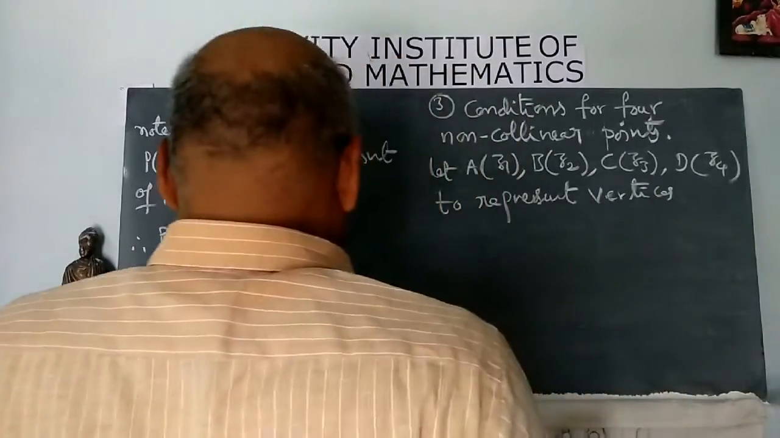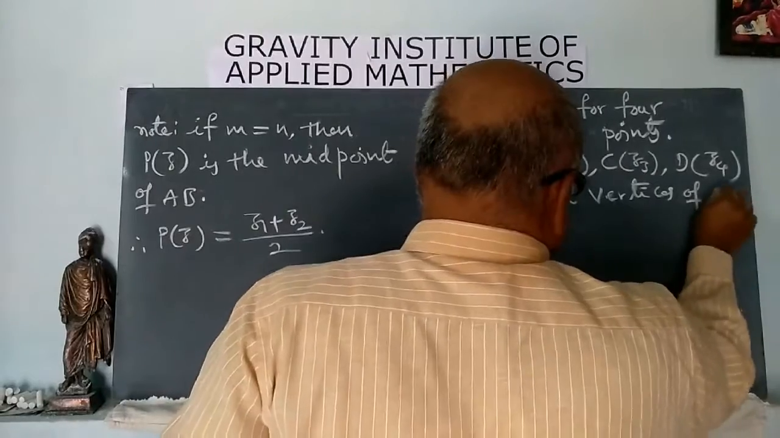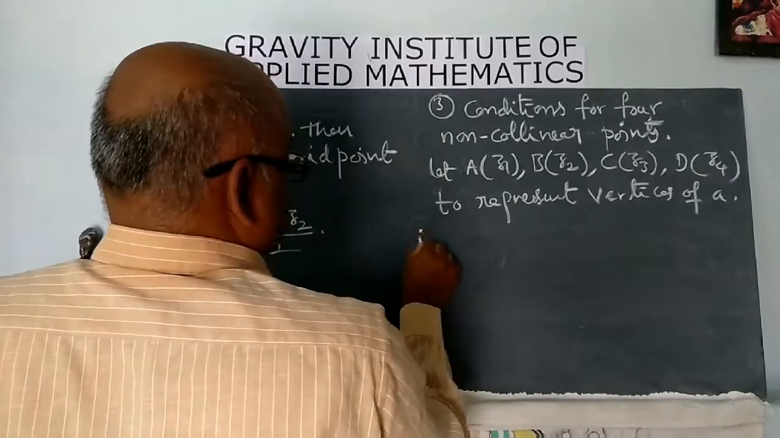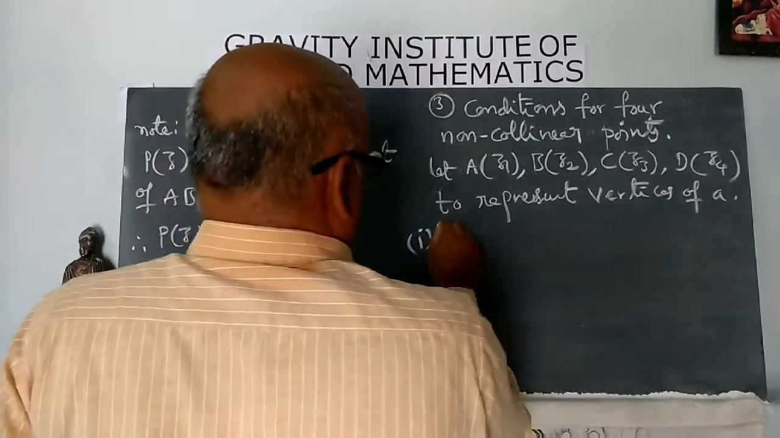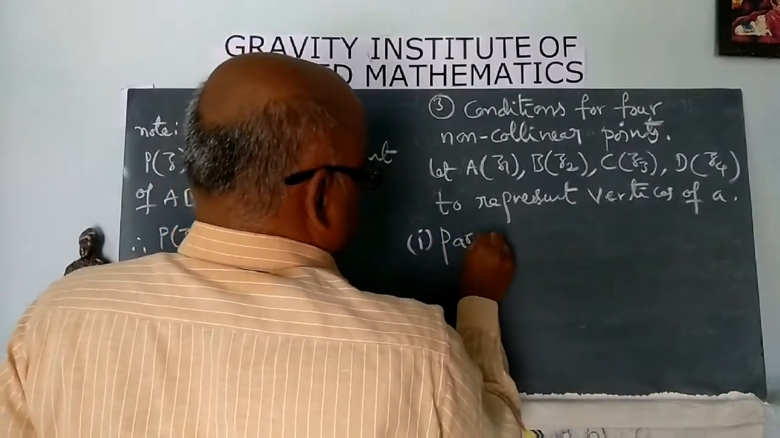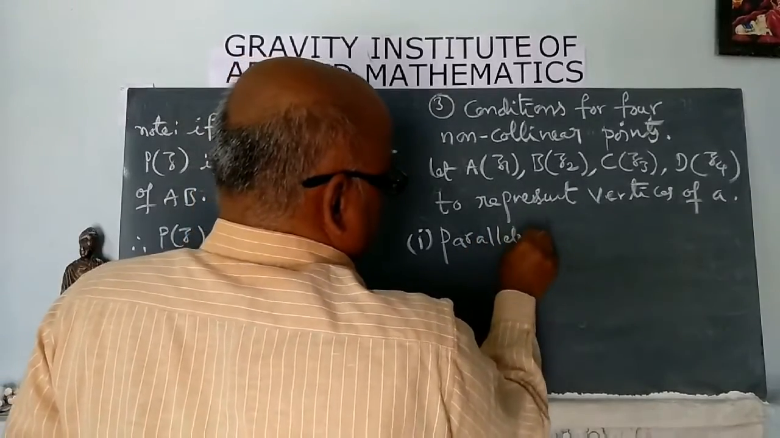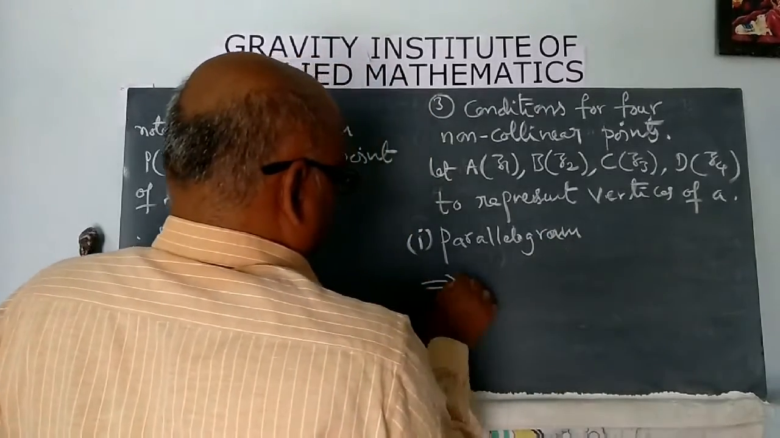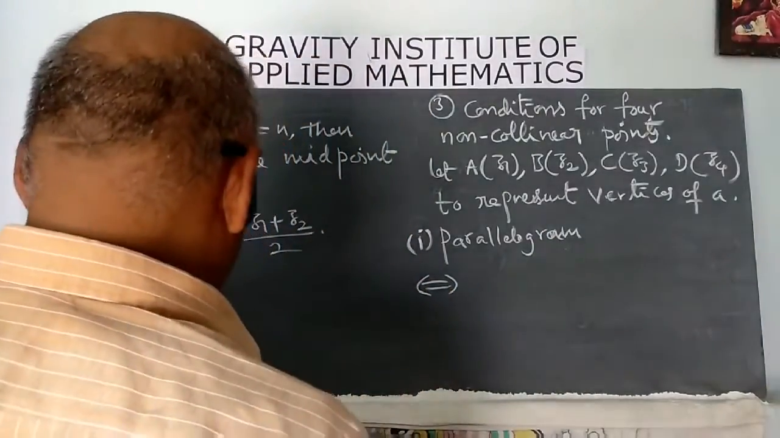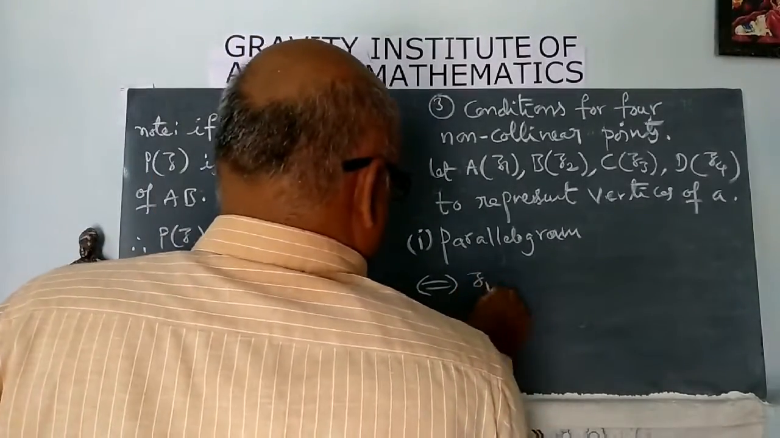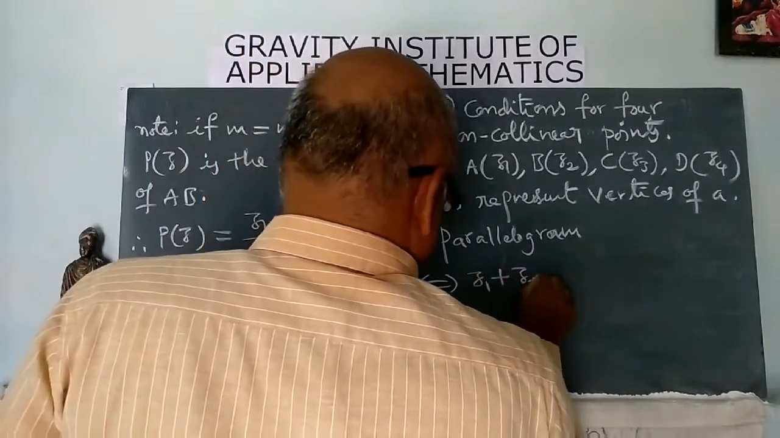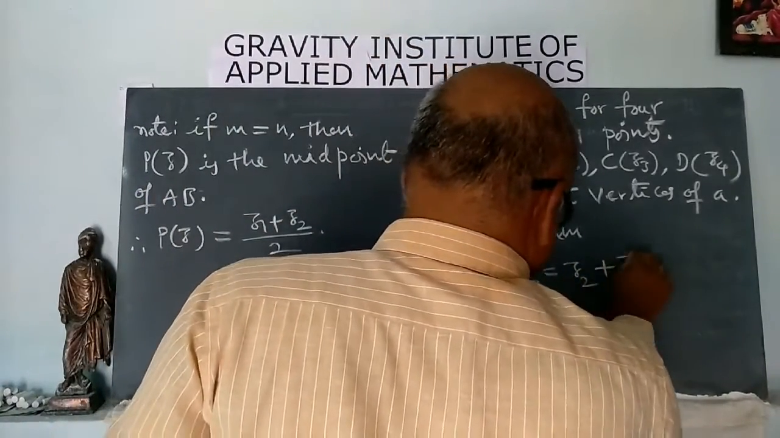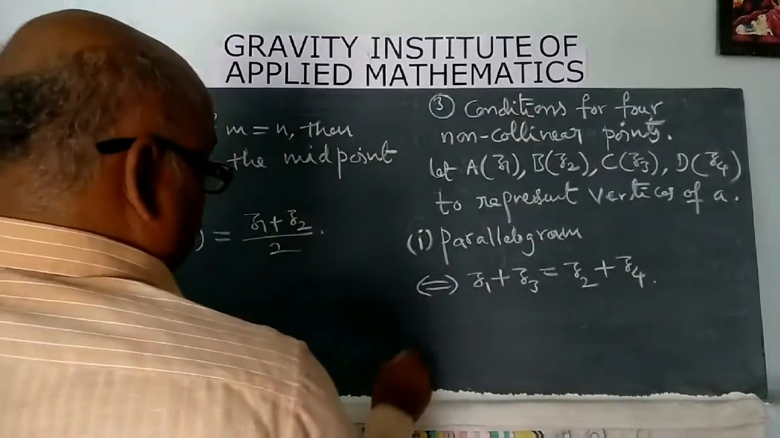First subpoint, parallelogram. If and only if Z1 plus Z3 is equal to Z2 plus Z4.